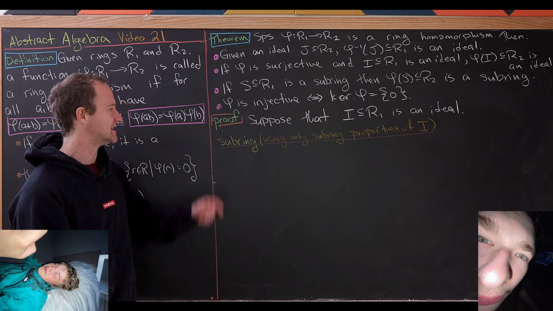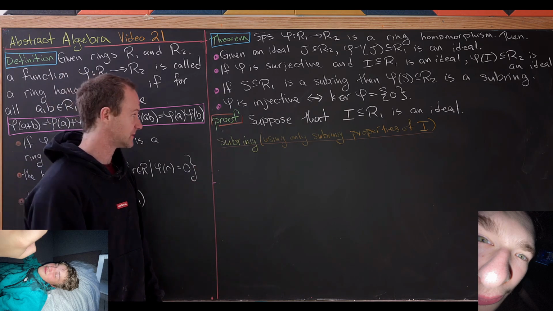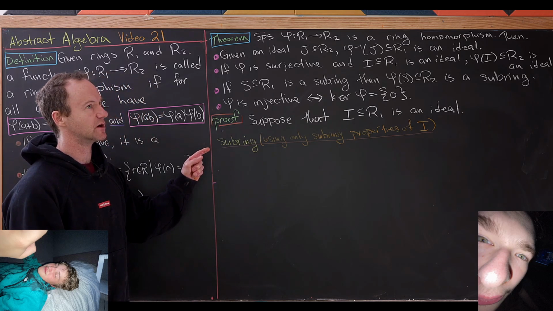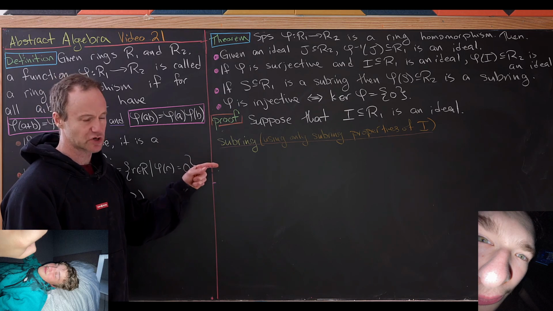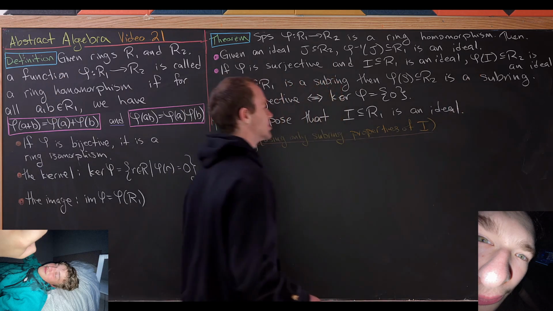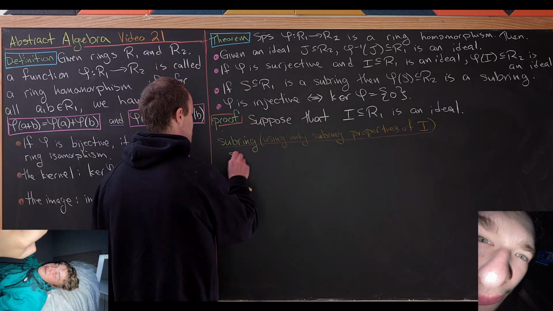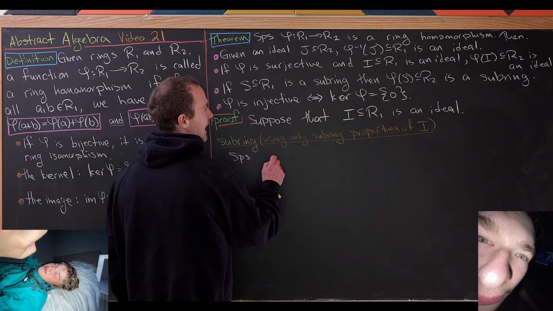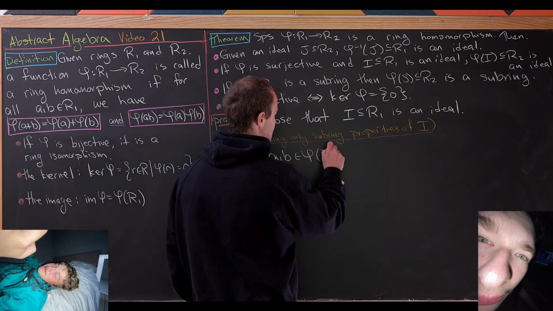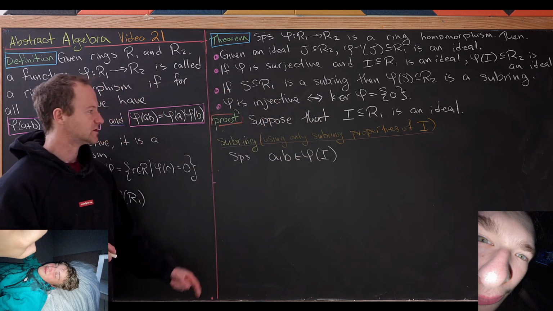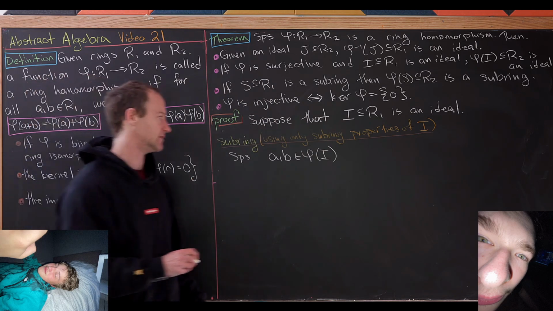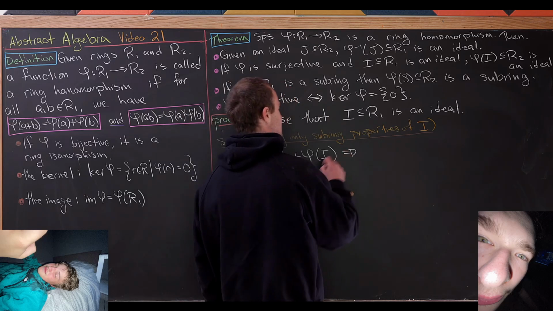Okay, so let's get to this part first. To be a subring, it needs to be closed under addition or subtraction and multiplication. But recall, here we're looking at the image of I. Let's suppose that we have A and B inside of the image of I. So now A minus B and A times B also need to be in the image. But what does it mean to be in the image?